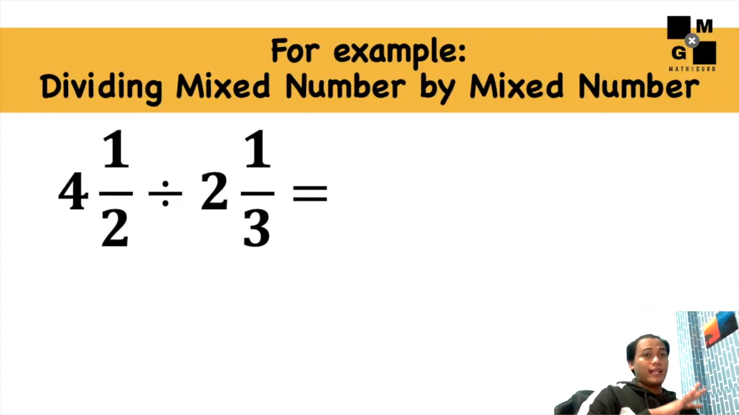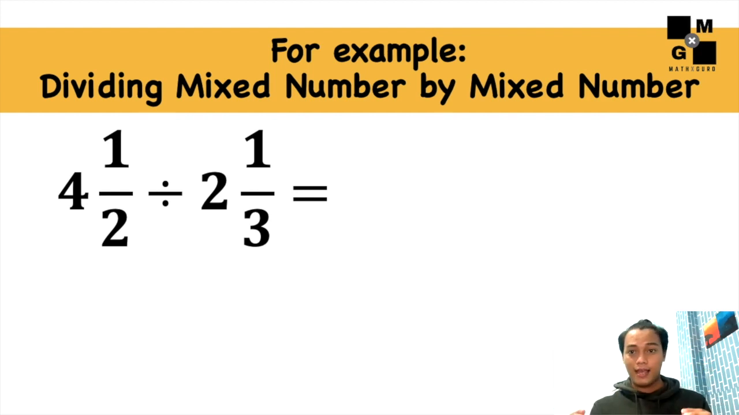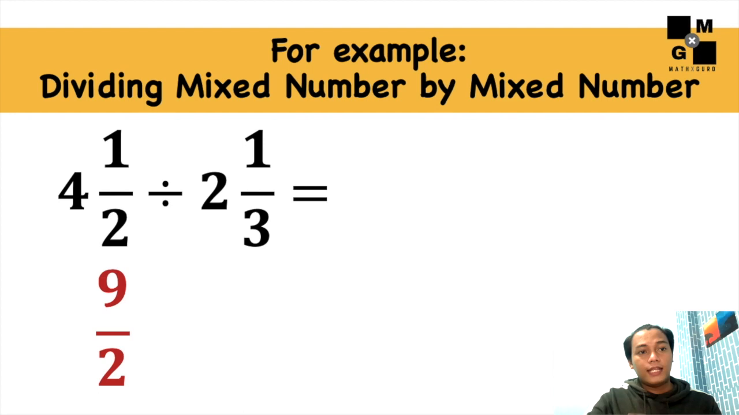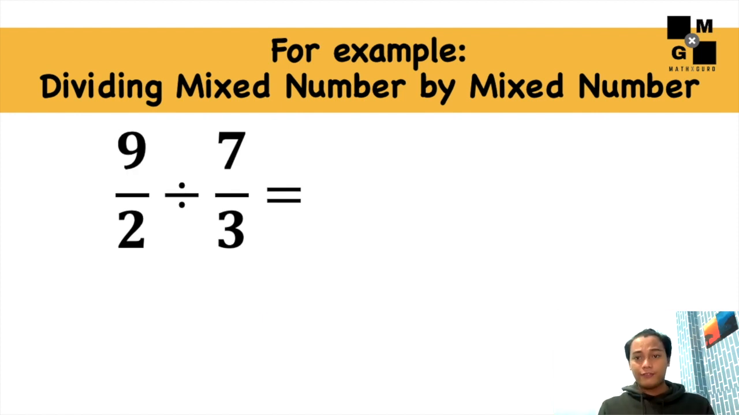Let's have dividing mixed number by a mixed number. So what we can do first is to change all of these mixed numbers into improper fraction before we apply KCF. Do not forget that. So 4 and 1/2, it can be written as 9/2 in improper fraction. And 2 and 1/3, it can be written as 7/3 as an improper fraction. Once you have that, you may now apply the KCF technique.